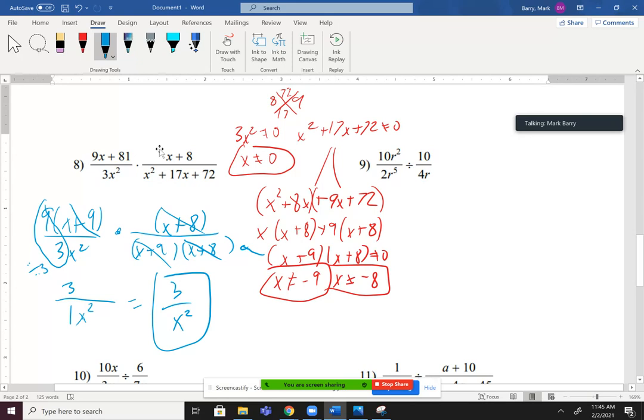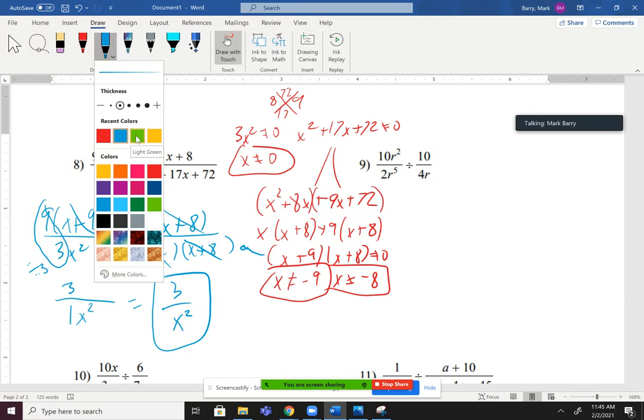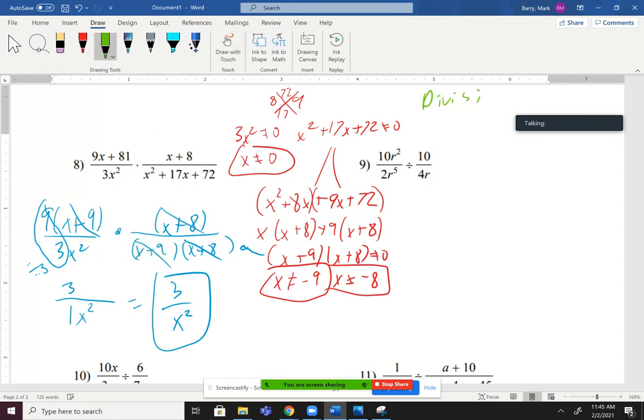Okay, let's move on to number 9, and we're going to switch topics here. So let's make a little note up top. What we're switching to here is, now you can see, division. So for division, here's what we're going to do. First of all, find excluded values. We definitely want to do that first, which is what we've been doing first. So we're going to say the denominators cannot equal 0.